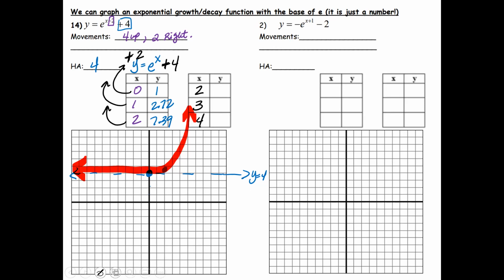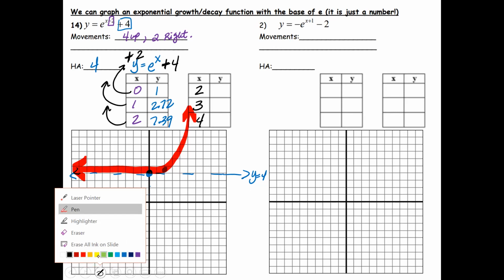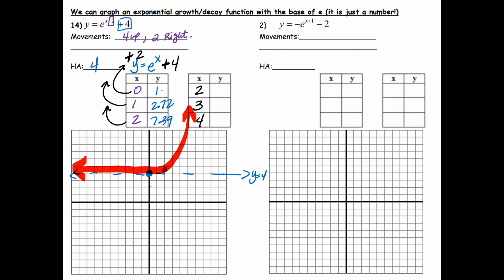Thank you. And then you're going to do the same thing with the y value. You're going to go y plus 4, so 1 plus 4 is going to be a 5. 2.72 plus 4 is going to be a 6.72. And then 7.39 plus 4 is 11.39. And that's how you're going to fill out your chart. You always start out with the parent function, then look at the transformation.